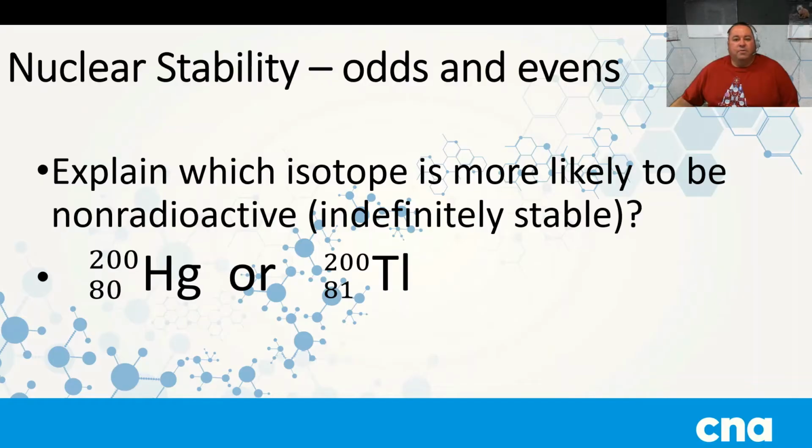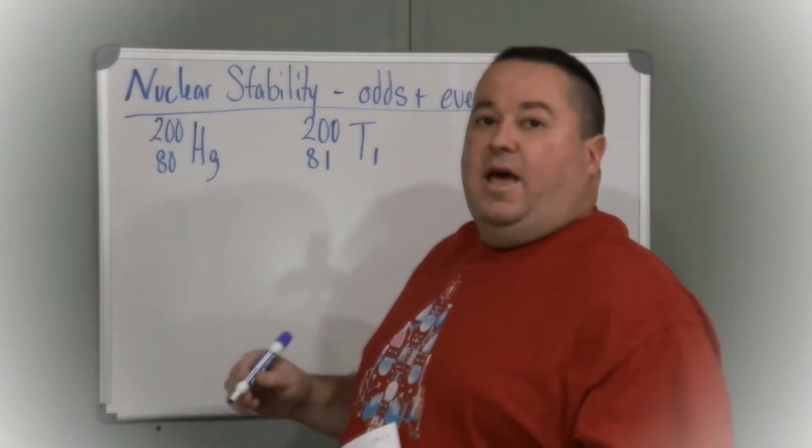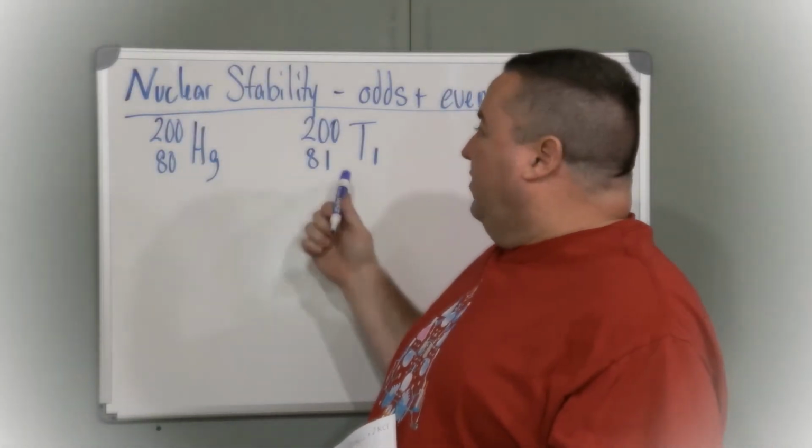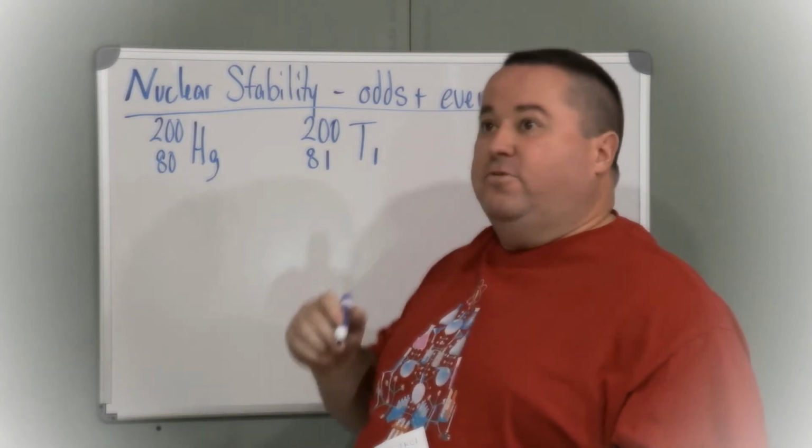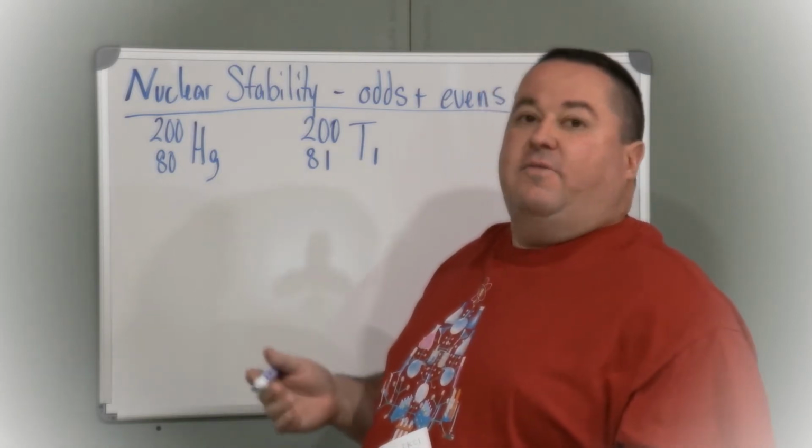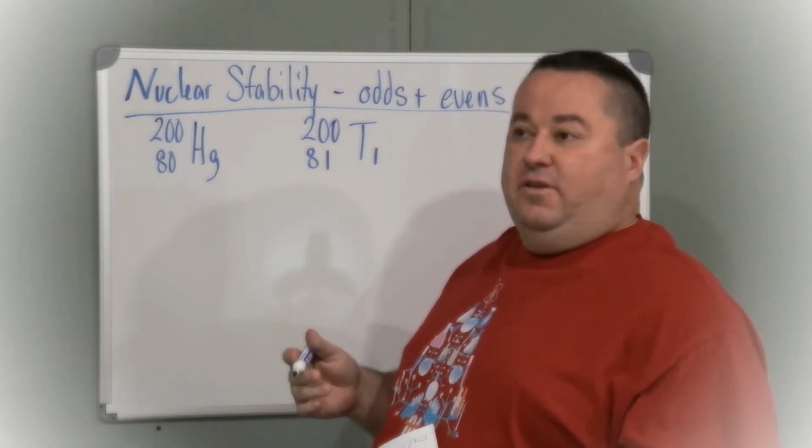This question is about nuclear stability. Explain which isotope is more likely to be non-radioactive or indefinitely stable, mercury-200 or thallium-200? This example asks us to decide which of these two isotopes is more likely to be non-radioactive or indefinitely stable.